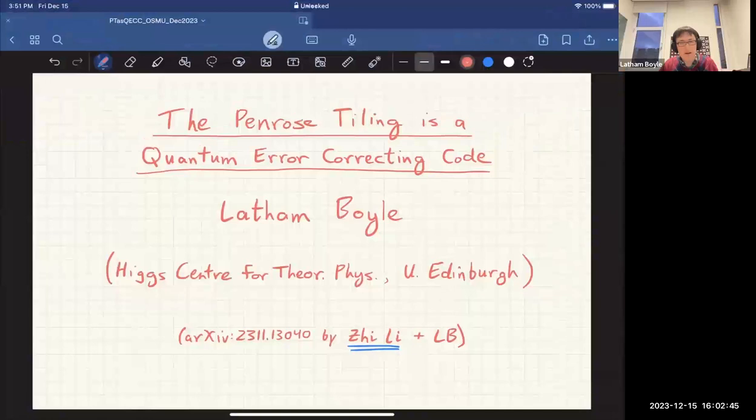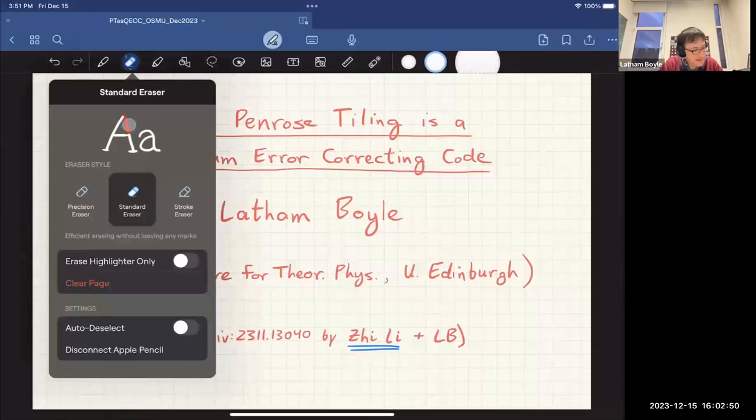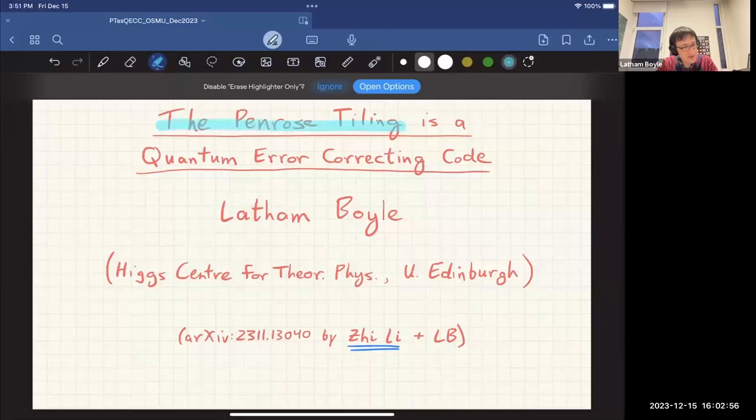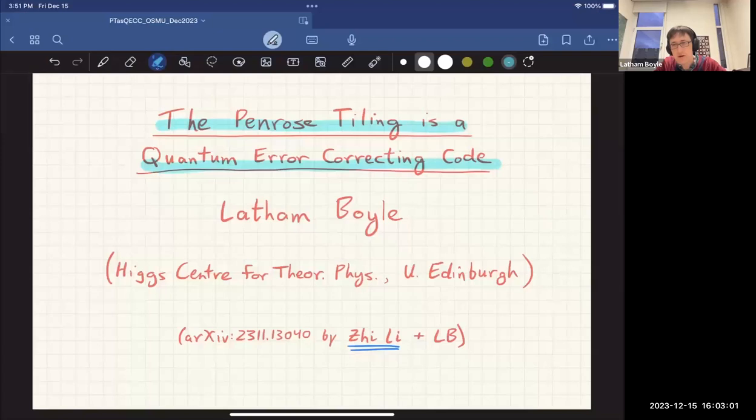Okay, yes, so I wanted to talk about this topic. Penrose tiling is a quantum error correcting code. This is a new result that we are excited about. I'll mainly be talking about this result that was shown in this recent paper that appeared on the arXiv about a month ago by Julie and myself.